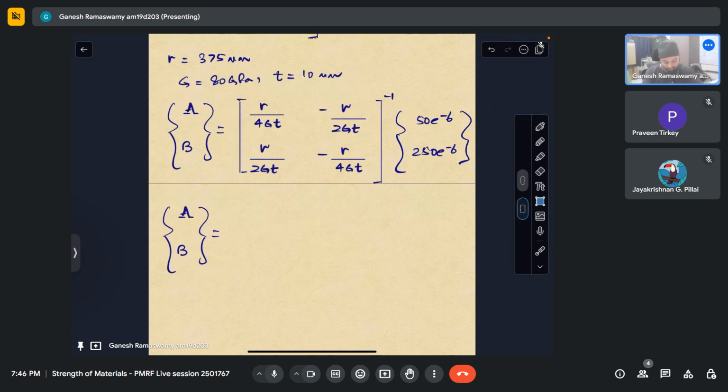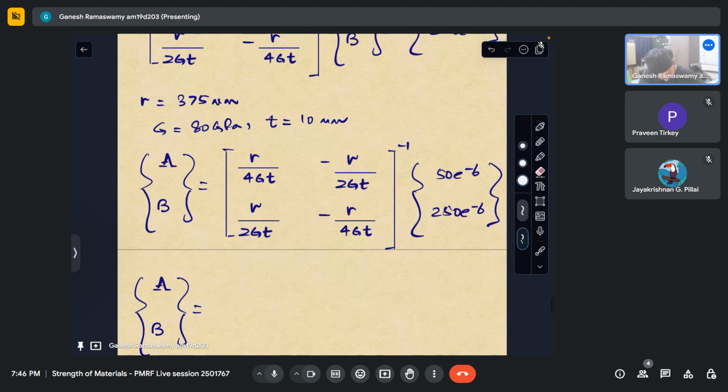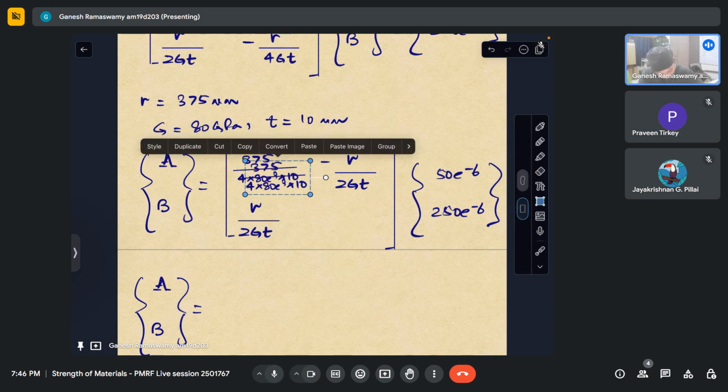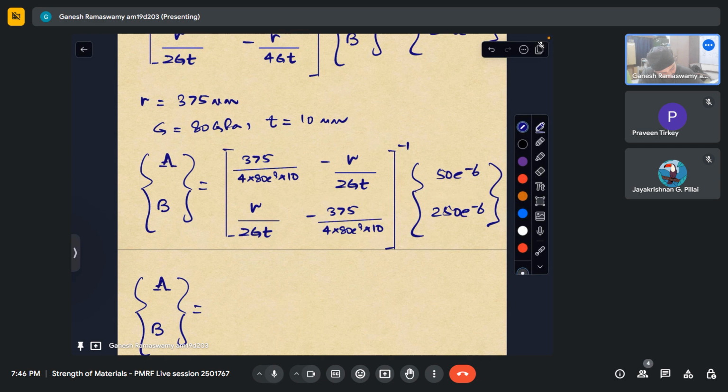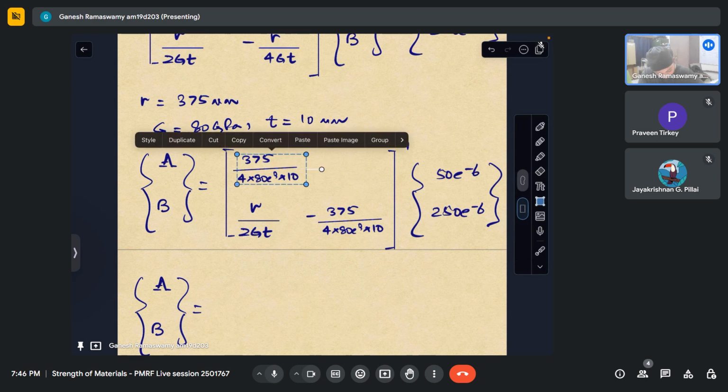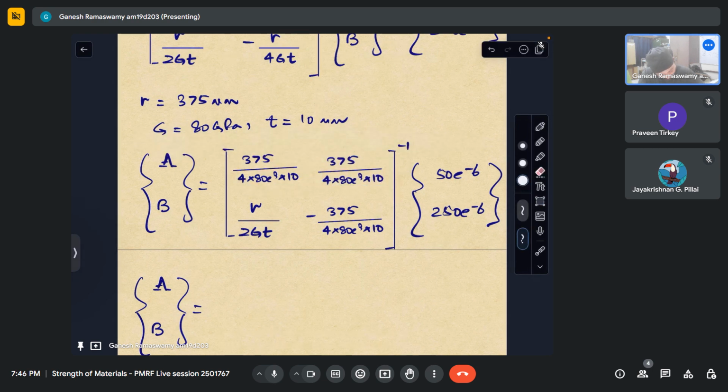I'll just solve this using the calculator. So this is 375 divided by 4. In fact, I'll write this here: 4gt, no? So 375 by 4 into 80E3 into 10. The same quantity will come here, except it will be negative now. The same quantity will come here also, except it will have 2 and negative now. Minus 2.